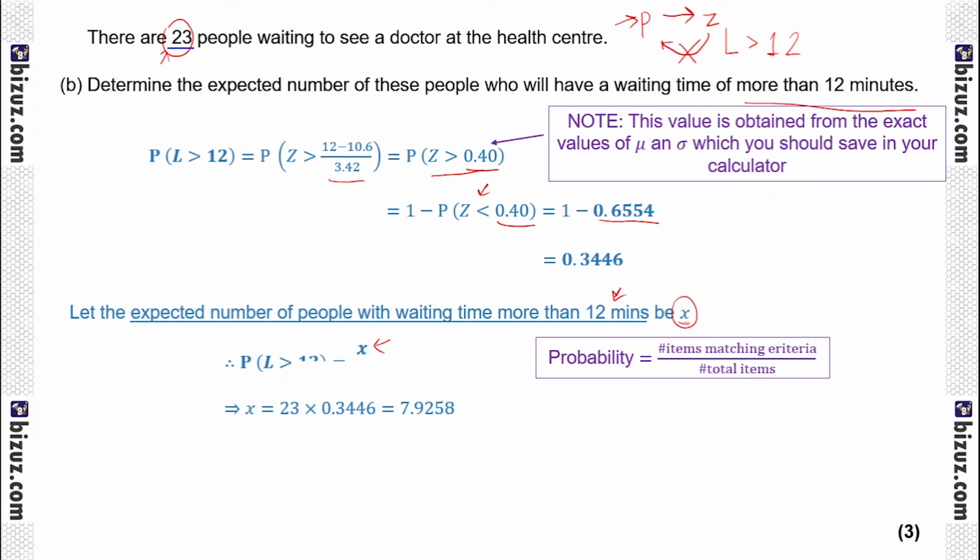Fair enough, we got a value, but this is actually a certain number of people, and you obviously cannot have a decimal number of people, so we need to round that to the nearest whole number. So we will get 8 here. The expected number of people who will have a waiting time of more than 12 minutes is 8.